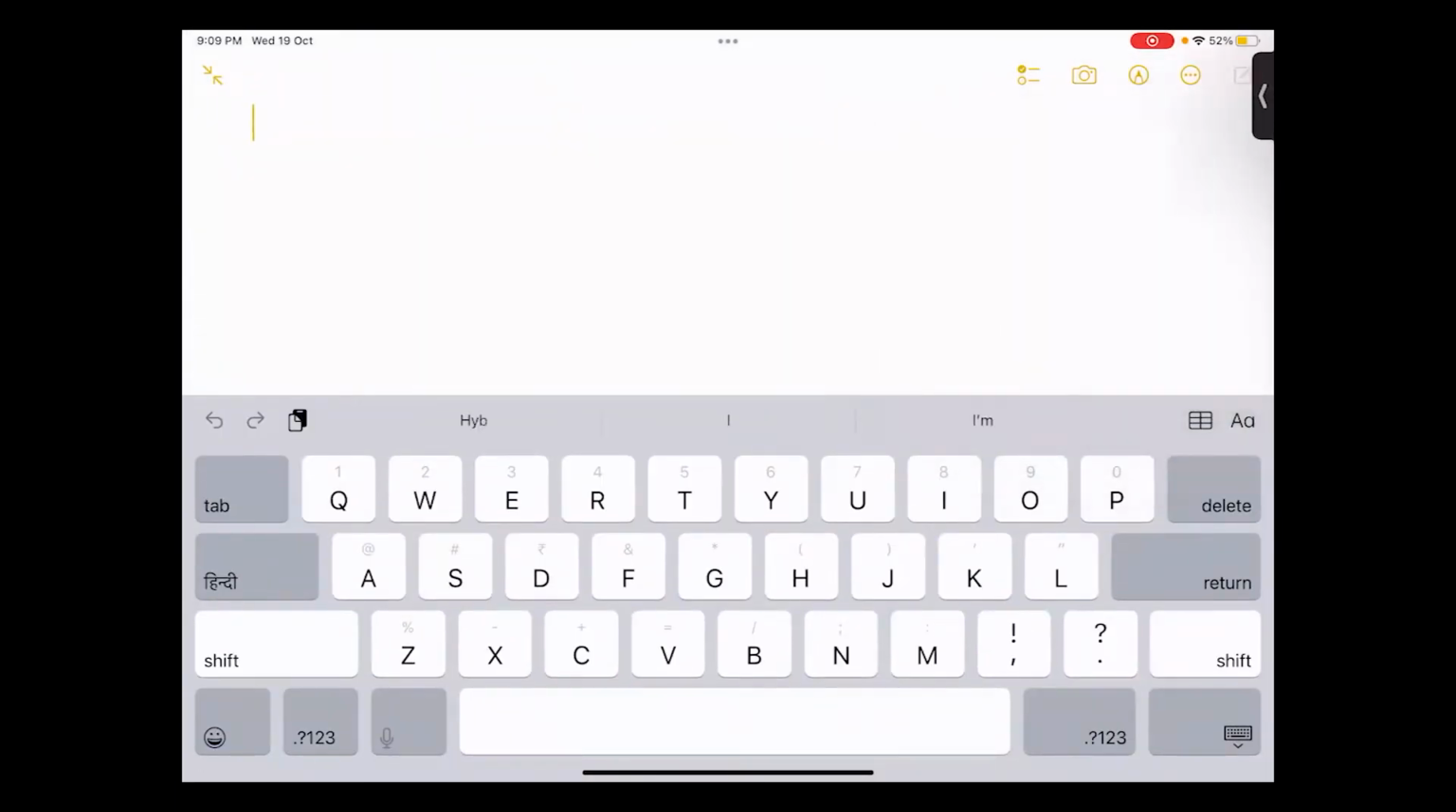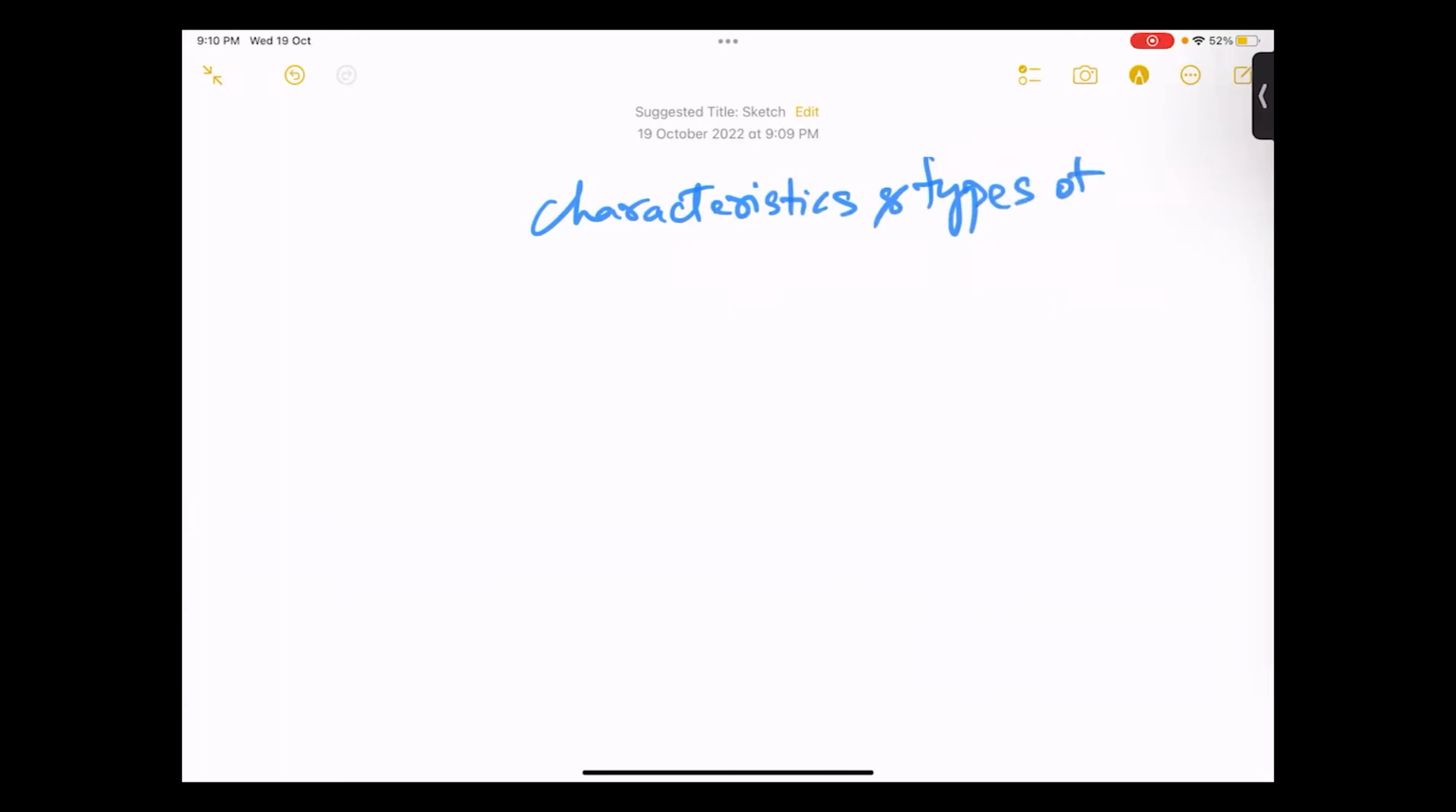So the question is like this. Characteristics and types of primary rocks. Is my screen visible? Yes, sir. Visible, sir. Yes, sir. Okay.